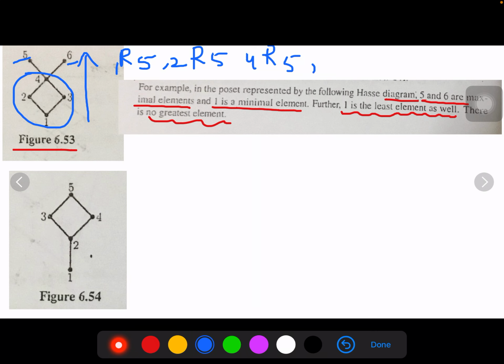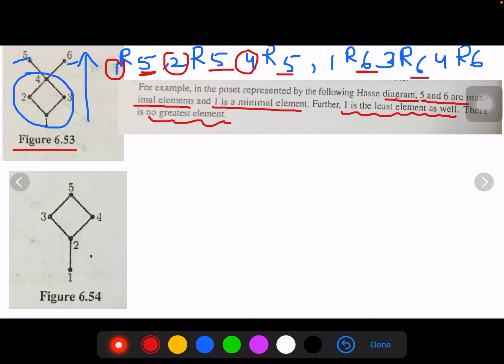Next, similarly 1 is related to 6, 1 related to 3 related to 6, 4 is also related to 6 as per this. So this indicates that as per the definition, this is the maximal element. All the rest of the elements are below this.